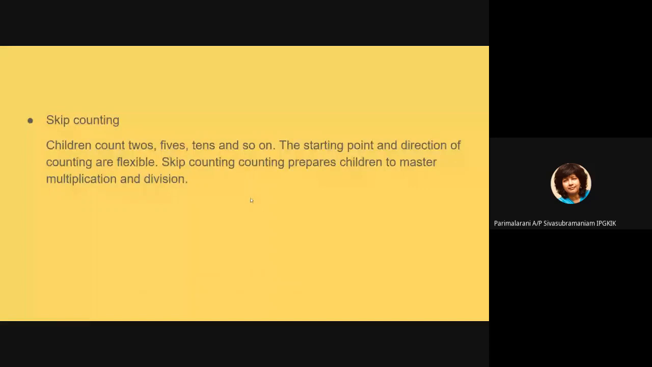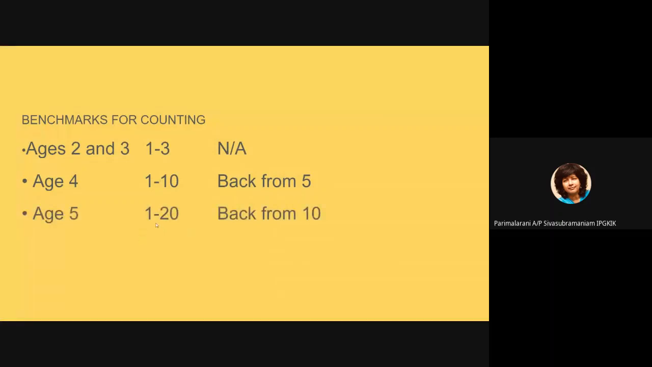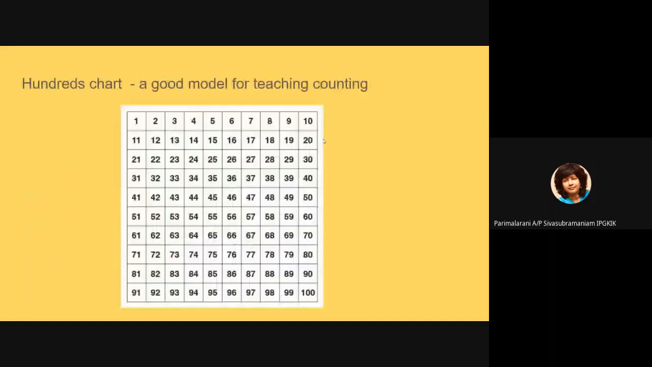So, benchmarks for counting. When children are at the age of 2 and 3, they must know how to count at least until 3. At age 4, they must know how to count from 1 to 10, and back from 5. At age 5, they must know how to count at least from 1 to 20 and back from 10. At age 6, 1 to 100, and they must know how to count back from 20. Most children who enter year 1 in primary school must already know how to count from 1 to 100. But of course, as a teacher, you must always check whether all children can. If they cannot, you have to teach them.